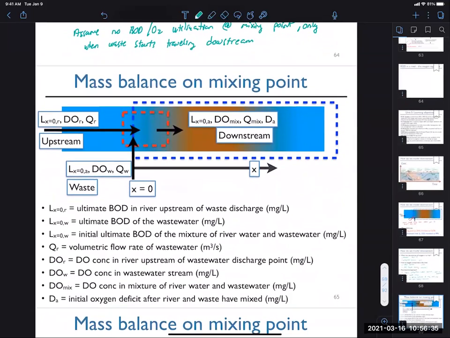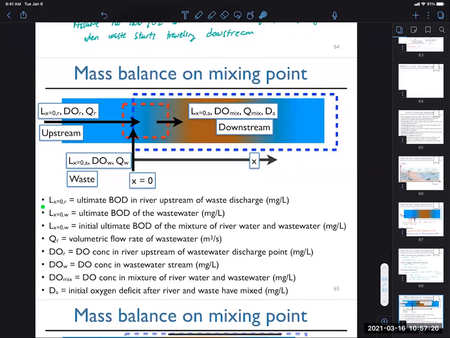All right, so in our mass balance, we have a few different things to consider, right? We have our upstream water, we have our waste going in, and then once those are mixed, we have our PFR, and that's moving out of this control volume here. So if we label all of these, we have to think about the BOD remaining, which is L. We have to think about the dissolved oxygen. That's ultimately what we want to know. And we have to think about the flows. In terms of the PFR, we're going to think about it in terms of position as well as time.